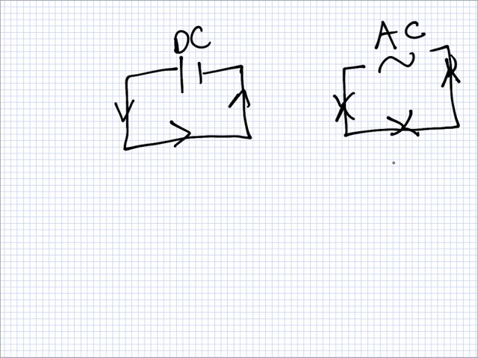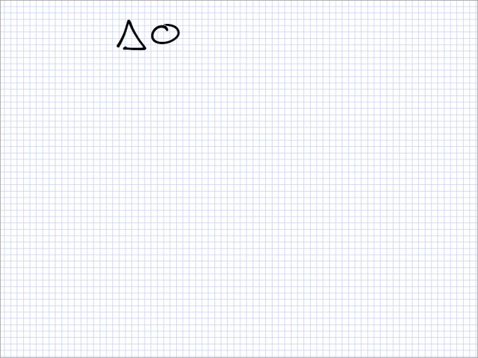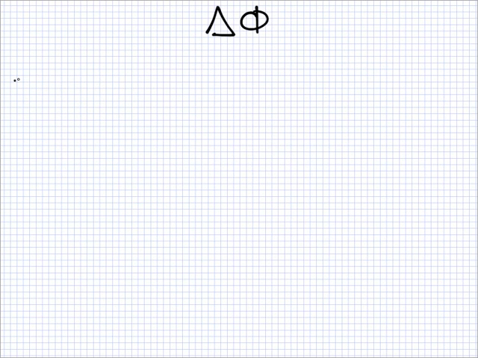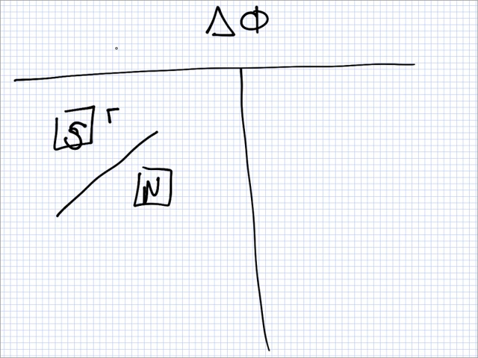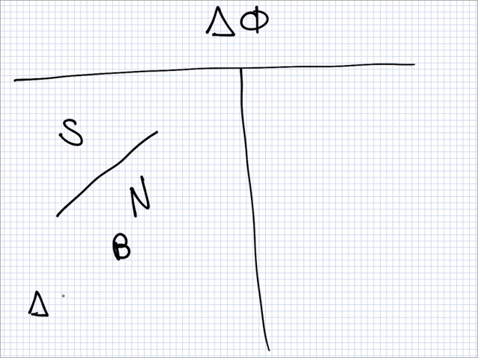So here's an example. Here's my copper, and here is north and here is south. Suppose at the beginning there's no magnet, and then all of a sudden I move a magnet over to it. So we have no magnet, and then we have a magnet. So here what's changing is the B. So the formula would be changing the B times the area.